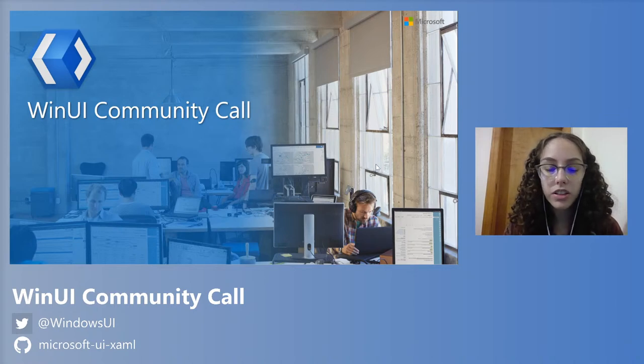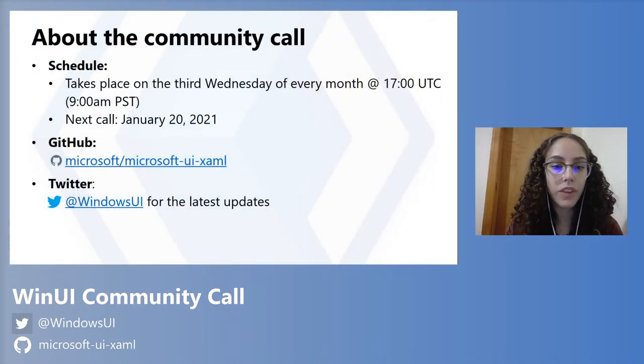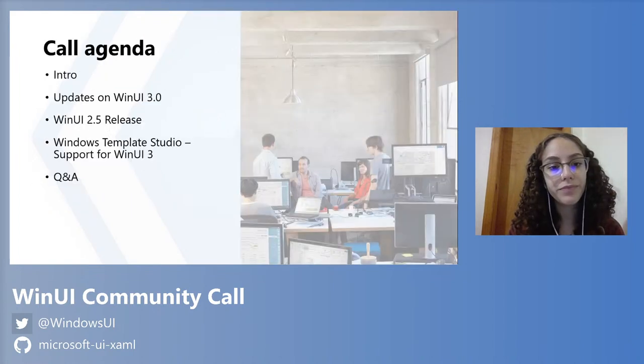I'm going to go ahead and get started with our PowerPoint, a little bit more about the community call. These happen on the third Wednesday of every month at 9 a.m. Pacific, which is 1700 UTC. Hopefully that's accurate. The next call will be on January 20th, 2021. Can't believe next year is already coming. And you can always reach us in between community calls on GitHub, opening an issue on our GitHub repo, or just writing to us on Twitter at WindowsUI. We post all of our latest updates there as well.